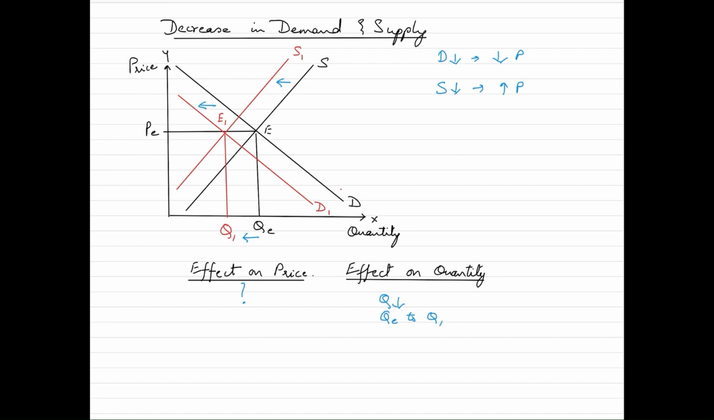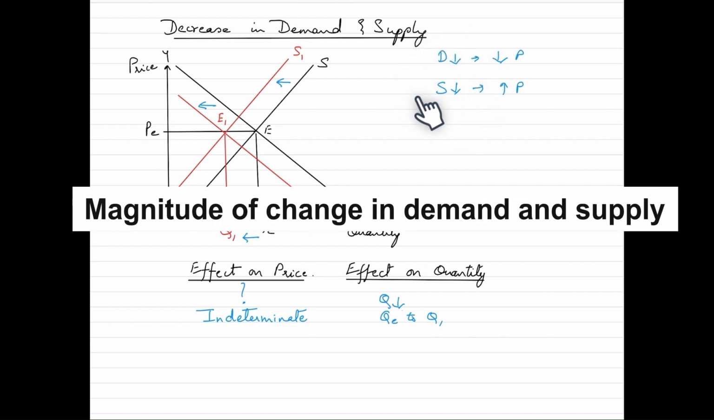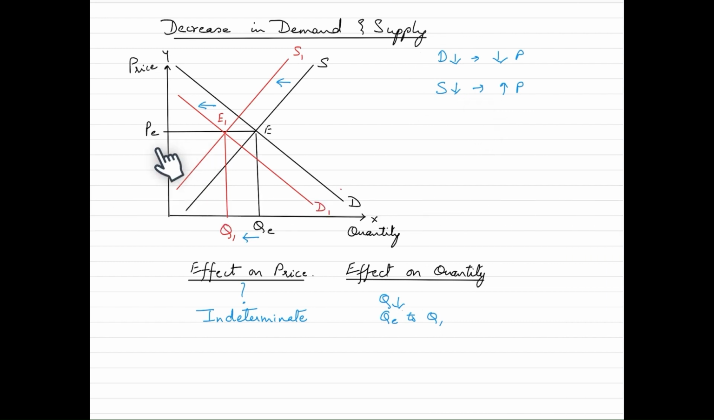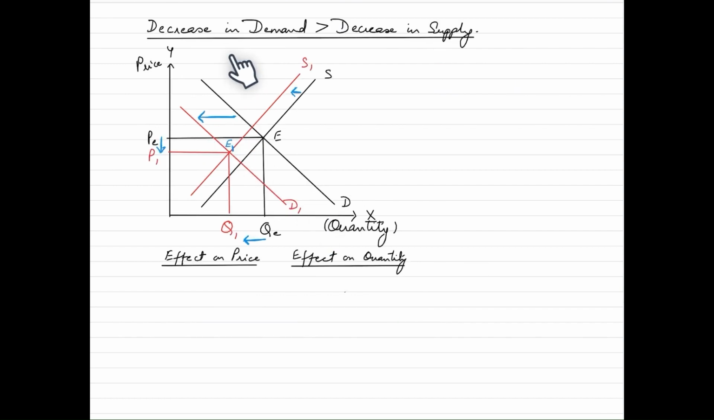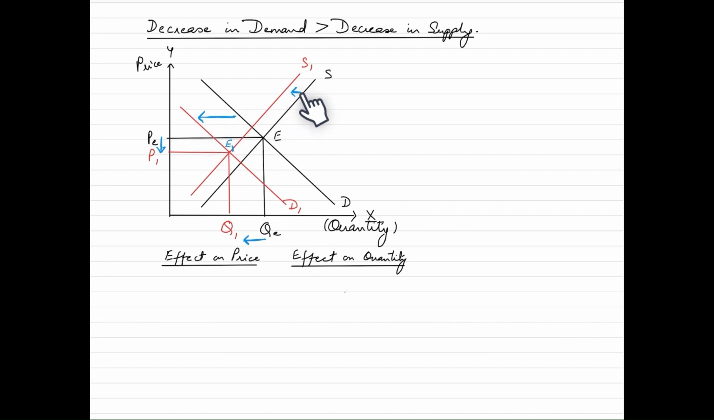Alright, let me jot that down for you. So what is the effect on price here? The price is indeterminate because the effect on price would depend upon the magnitude of change in demand and supply. In this case, the price is more or less the same because a decrease in demand and supply is more or less the same. This is a scenario where decrease in demand is greater than decrease in supply, and it is evident through this diagram. We can see the physical distance between these two curves here. So the gap between D and D1 is wider than the gap between S and S1.